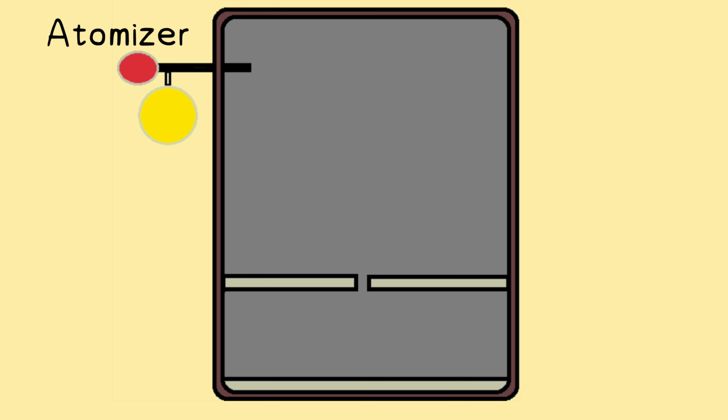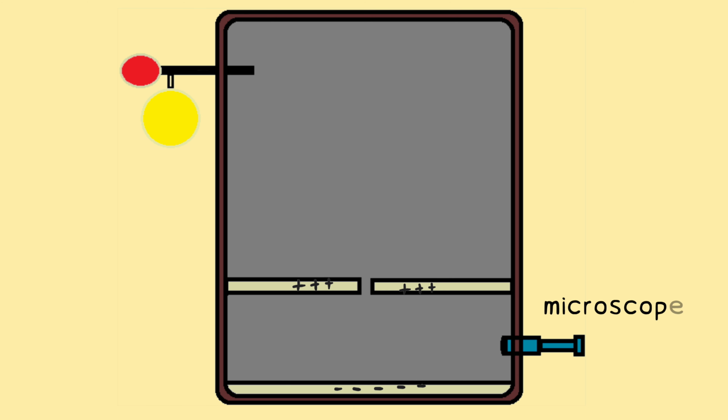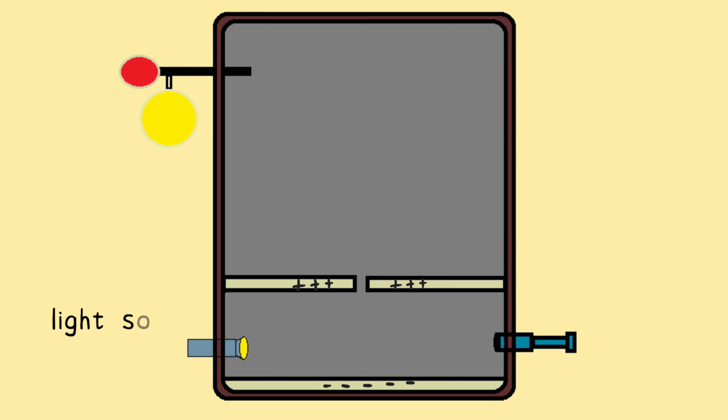Millikan's apparatus contains a chamber where an atomizer is installed at the top of it. Two plates are positioned parallel to each other. The top one will be the positive electric plate and the bottom one will be a negative electric plate, as shown in the diagram. A microscope is placed to view the region between the two plates, as well as a light source to provide a visible view between the two plates.